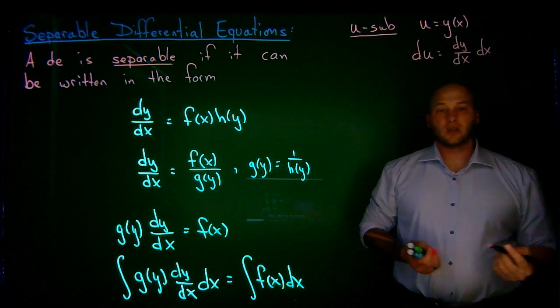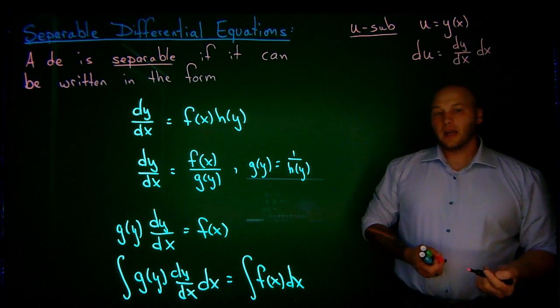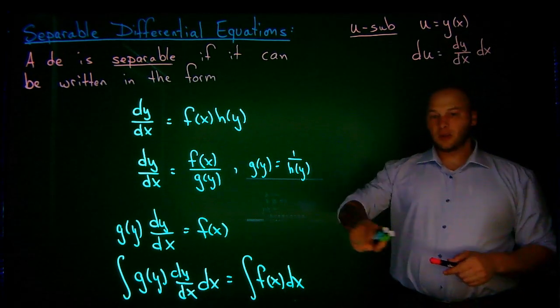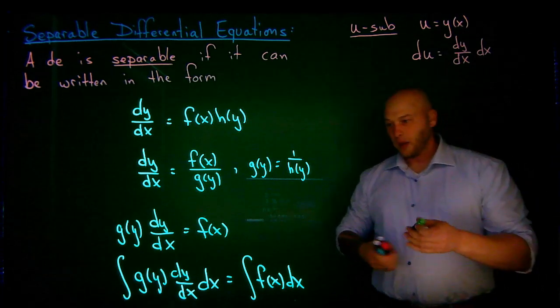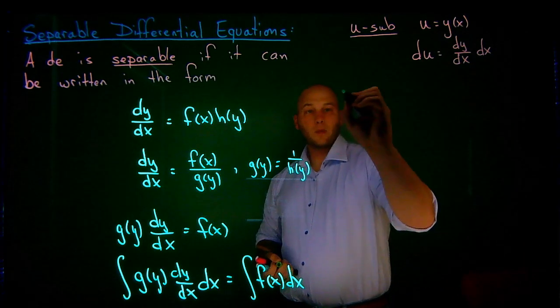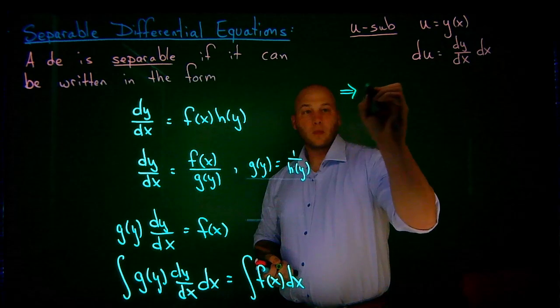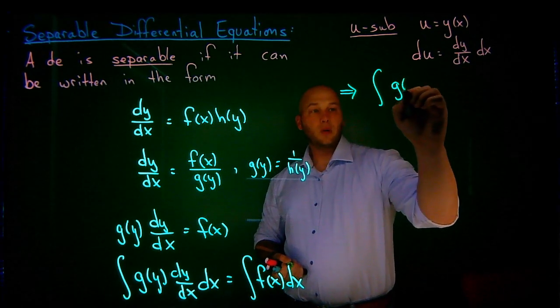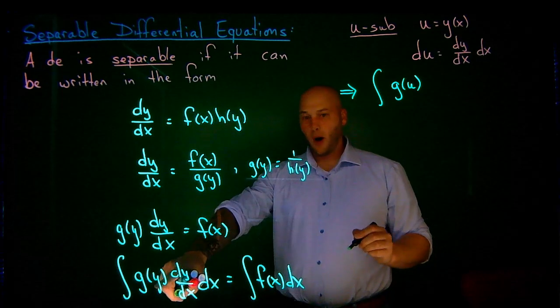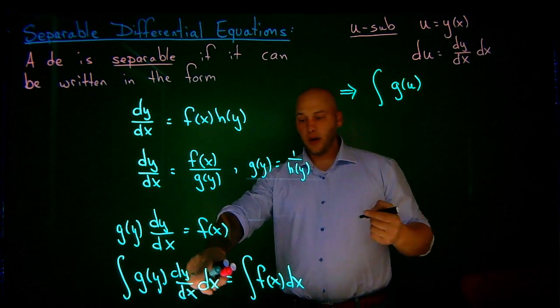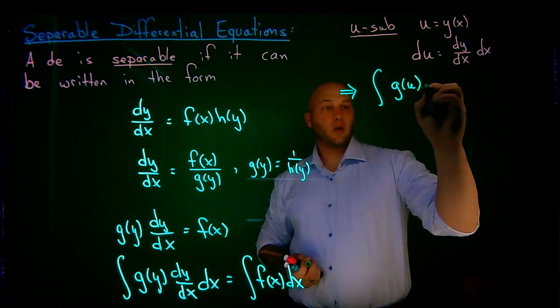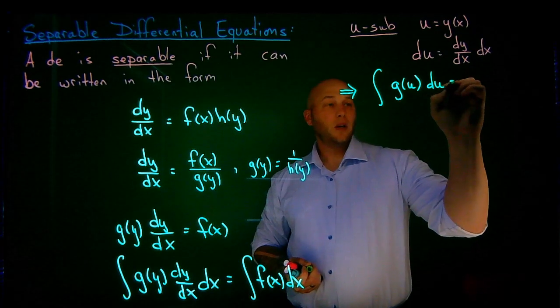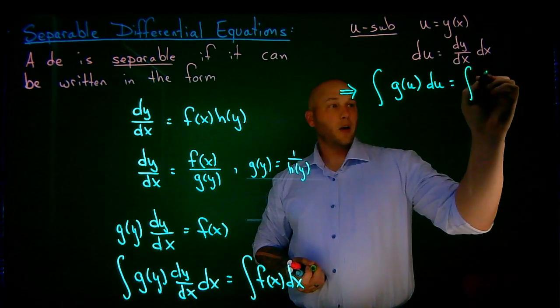So du is dy/dx times dx, and therefore I can substitute that back into this integral, and that would give me the integral of g of u, because y is u, and dy/dx dx is du. So that's the integral of g of u du, is equal to the integral of f of x dx.